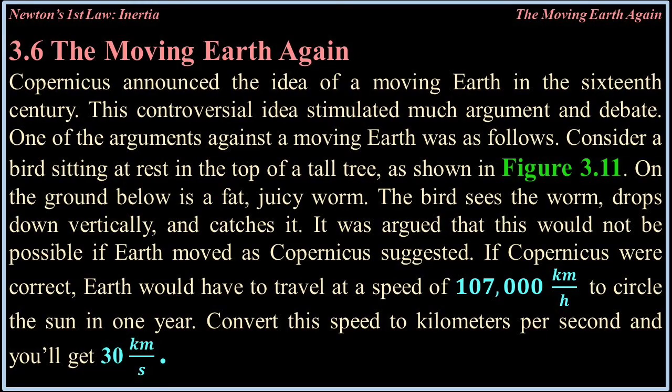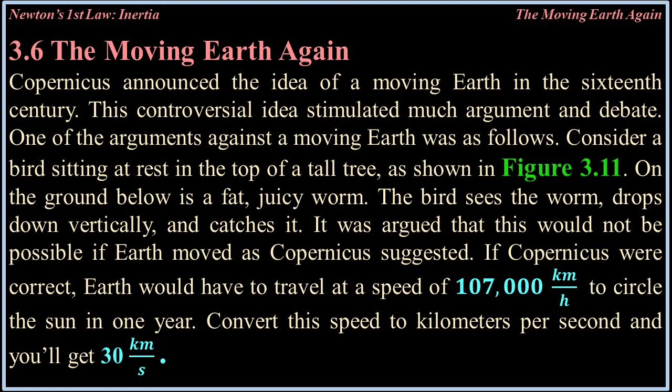3.6. The moving Earth again. Copernicus announced the idea of the moving Earth in the 16th century. This controversial idea stimulated much argument and debate. One of the arguments against the moving Earth was as follows. Consider a bird sitting at rest on the top of a tall tree, as shown in figure 3.11. On the ground below is a fat, juicy worm. The bird sees the worm, drops down vertically, and catches it. It was argued that this would not be possible if Earth moved as Copernicus suggested.